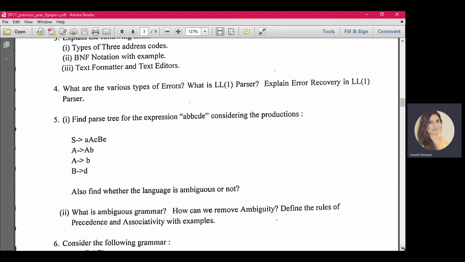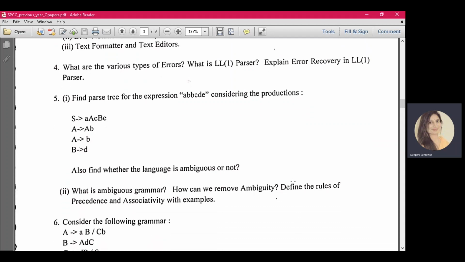Then we have fifth question where you need to explain the parse trees for the given expression. So this is a given string, and you need to derive this string with the help of this given grammar, right? And you have to find out whether this string can be derived or not. Obviously, in this question, this is a 6 marks question, this string will be derived. But the important thing is whether it is ambiguous or not. If this string can be derived by more than one way, then it will be ambiguous, otherwise not.